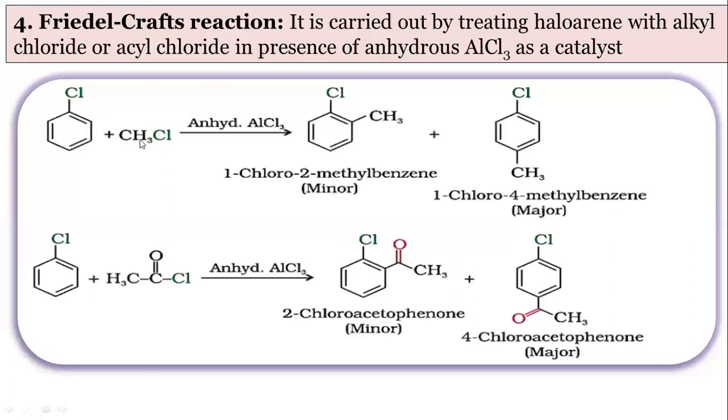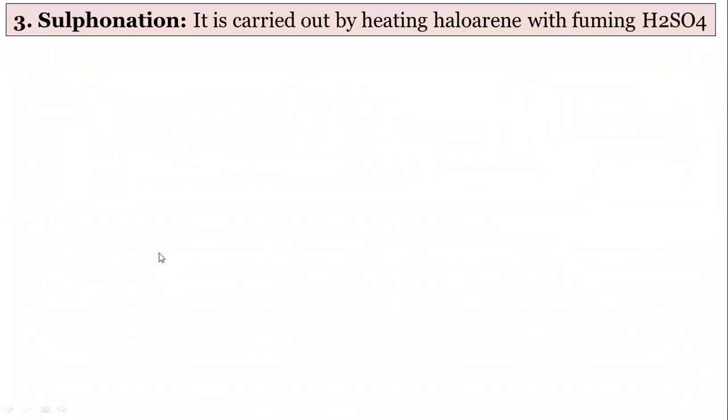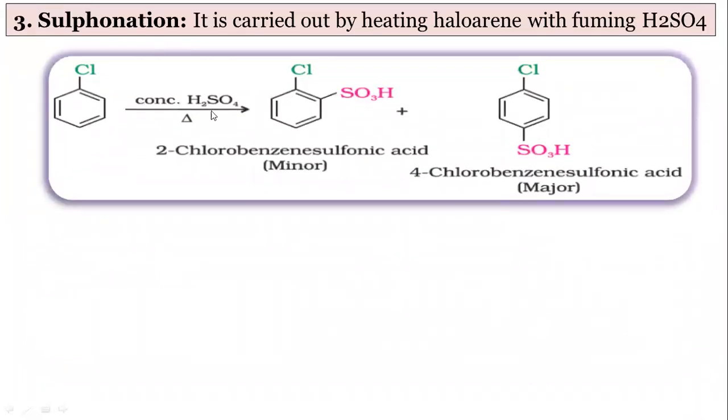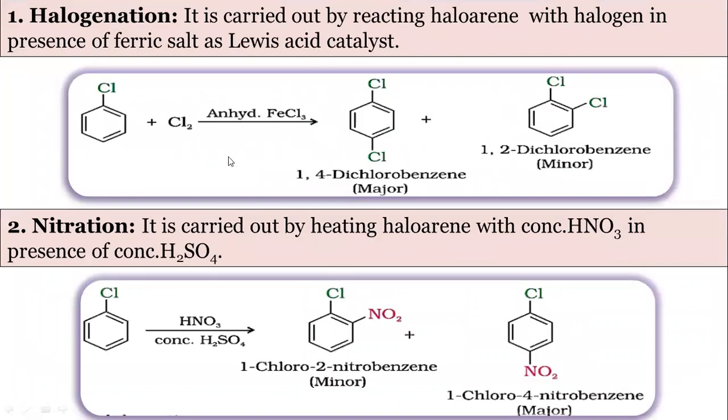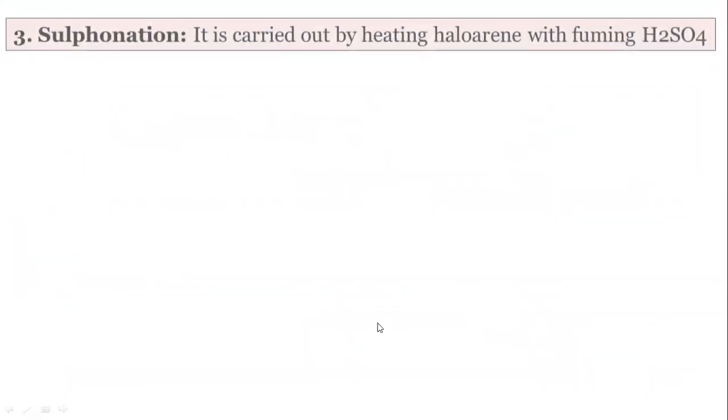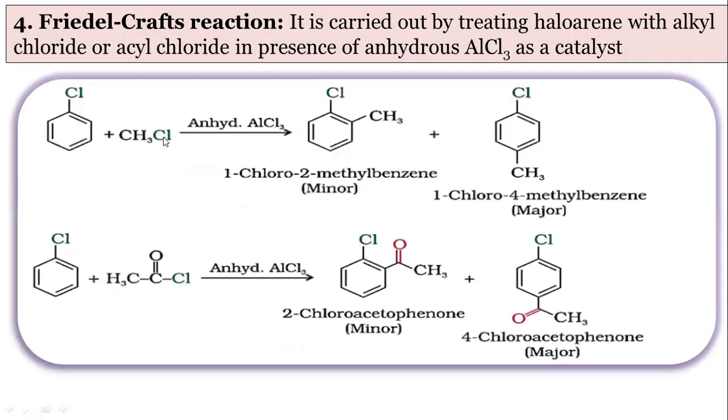In this, CH3 plus is the electrophile. In this, CH3CO plus is the electrophile. In nitration, NO2 plus is the electrophile. In sulfonation, SO3H plus is the electrophile. In halogenation, Cl plus is the electrophile. In Friedel-Crafts reactions, CH3 plus and CH3CO plus are the electrophiles. All these nitration, sulfonation, halogenation, Friedel-Crafts alkylation and acylation are electrophilic substitution reactions.